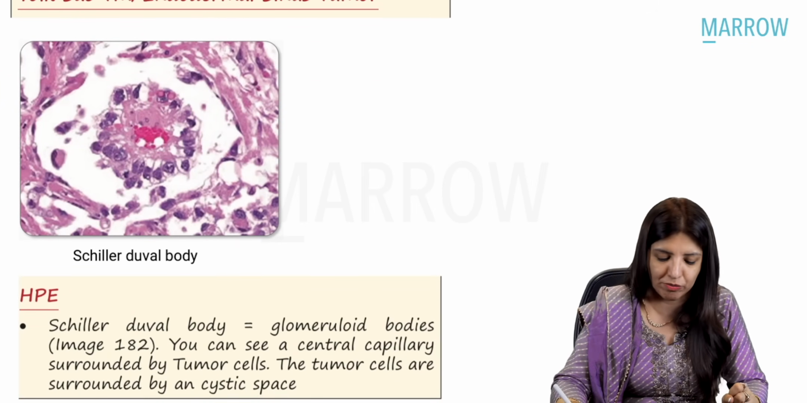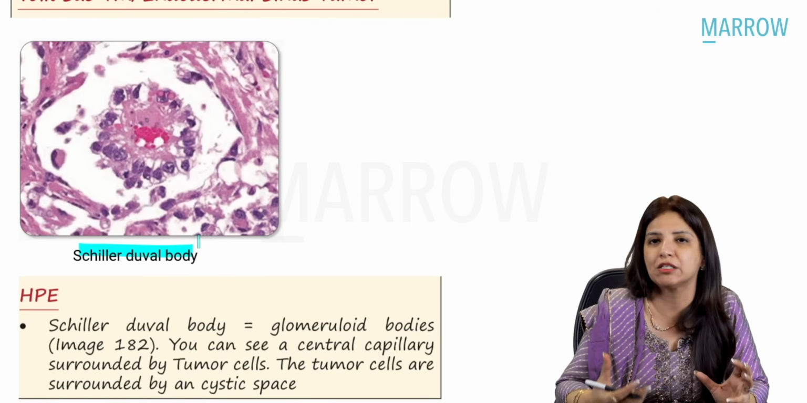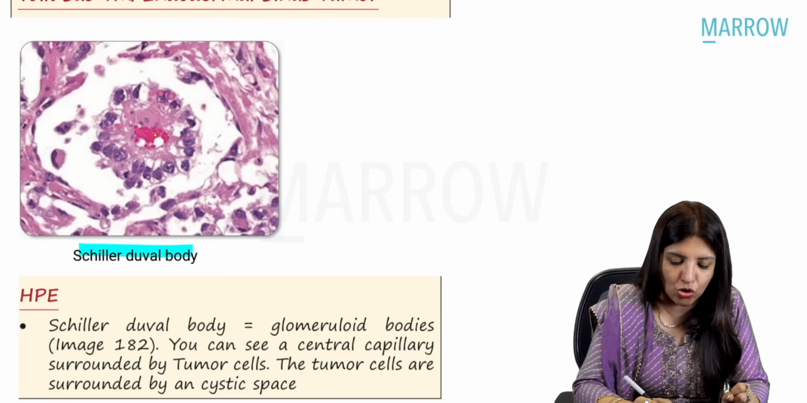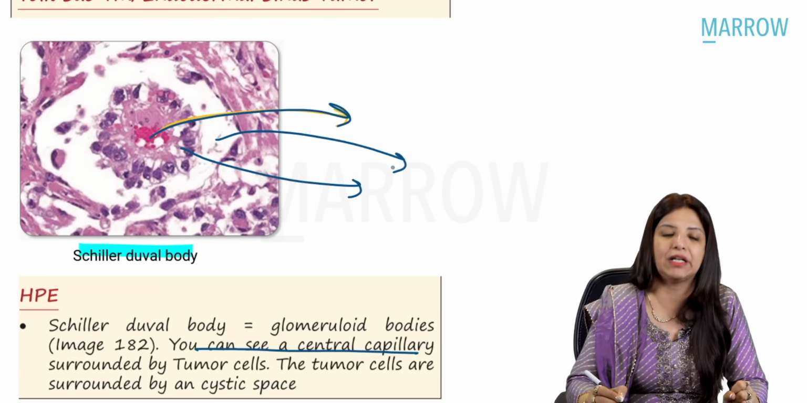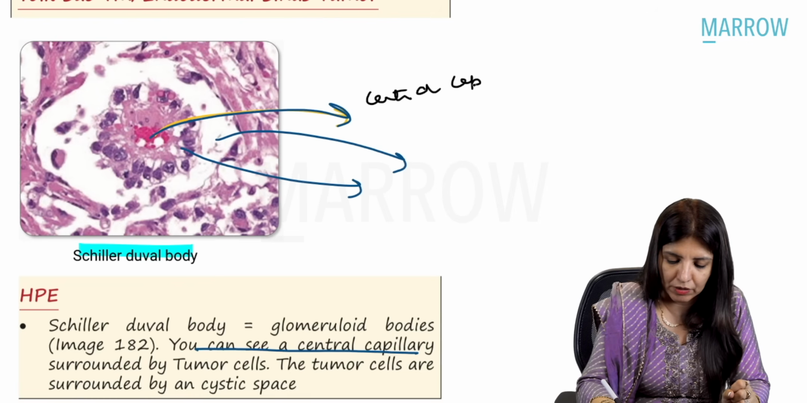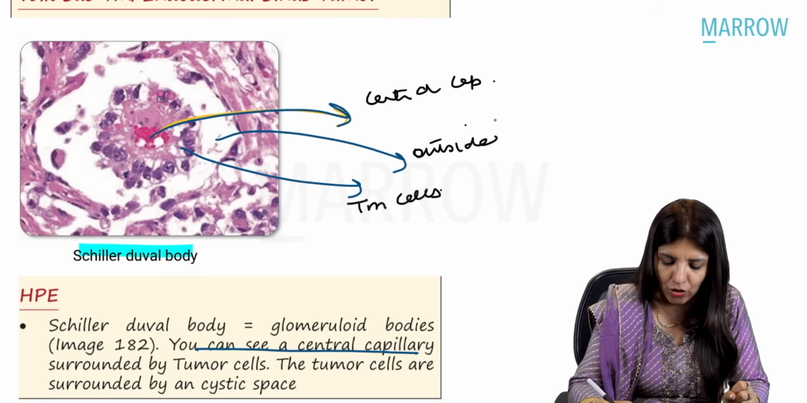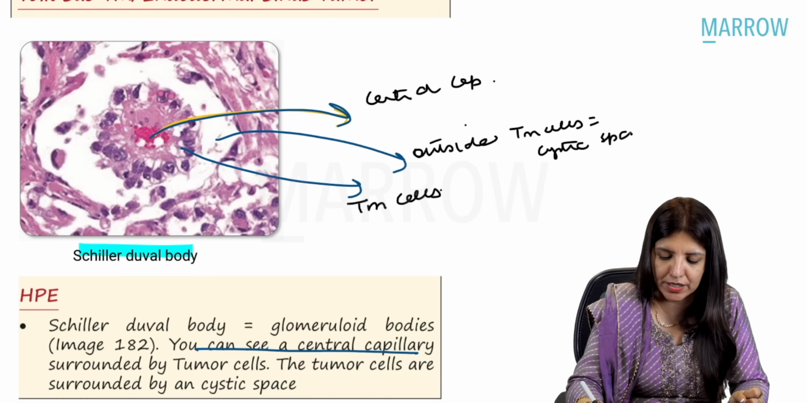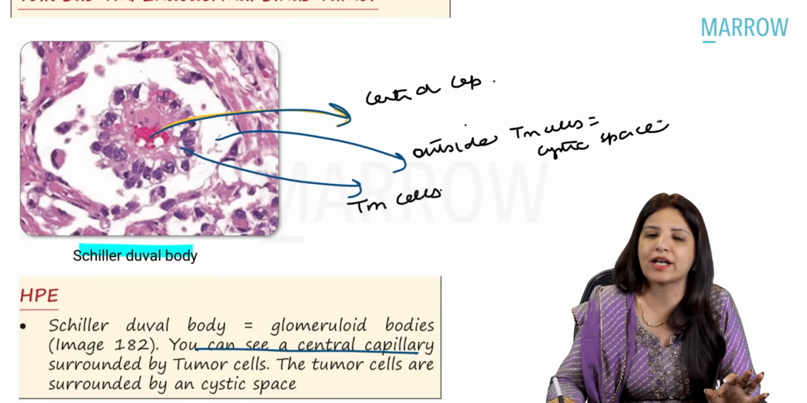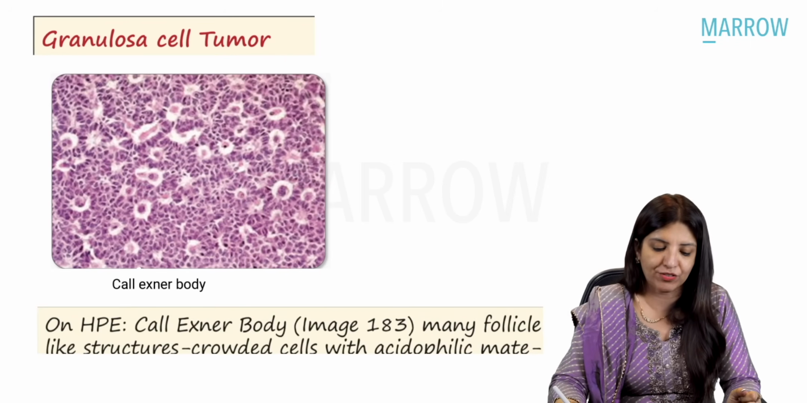Next, very important is yolk sac tumor or endodermal sinus tumor. In yolk sac tumor or endodermal sinus tumor, you get a Schiller-Duval body. What is a Schiller-Duval body? A Schiller-Duval body appears very similar to a glomerulus, where in the center you are going to get a blood vessel. Right, so there will be a central capillary which will be surrounded by the tumor cells, and then there will be clearing. Outside the tumor cells you will get a cystic space. This is a characteristic feature of yolk sac tumor or endodermal sinus tumor, and this is what is called a Schiller-Duval body.